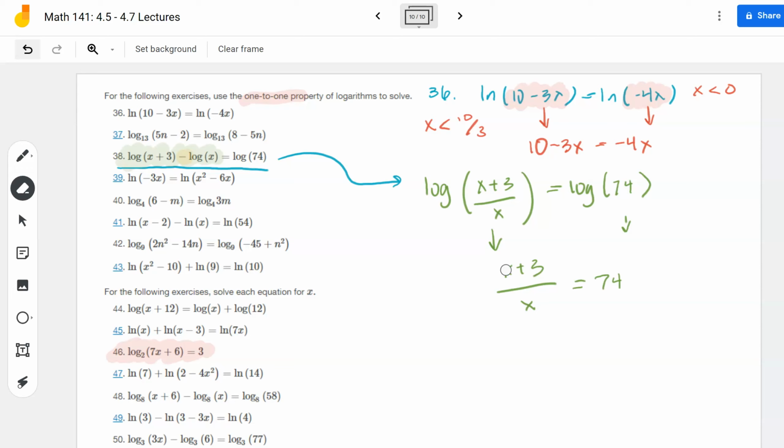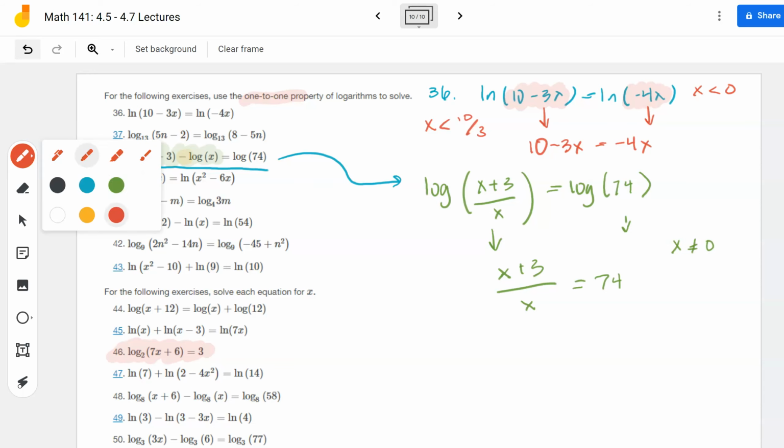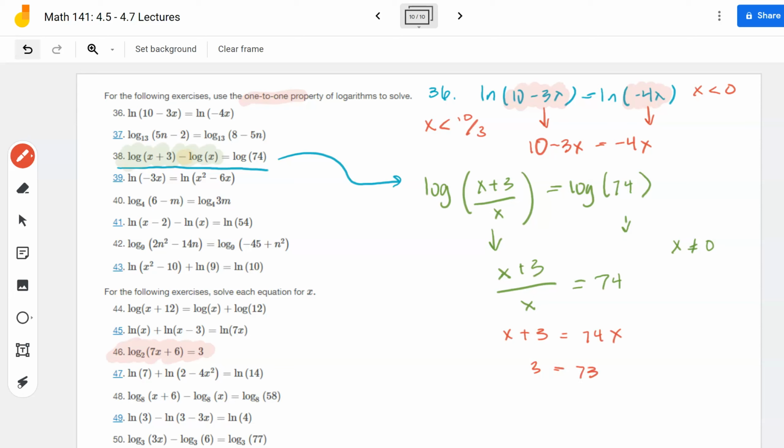And so something like this, we would then want to figure out how to finish solving. This is a rational equation. Even though multiplying both sides by x is a little bit sketchy, we just have a note in our head that x cannot be equal to 0. And then we multiply through both sides by x. We get x plus 3 is equal to 74x. So 3 is equal to 73x, and x is equal to 73 over 3. So that's why.